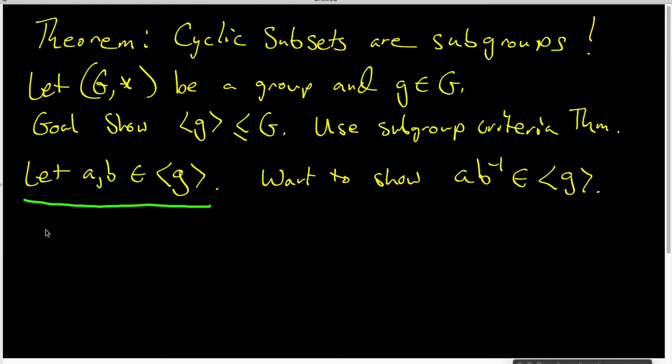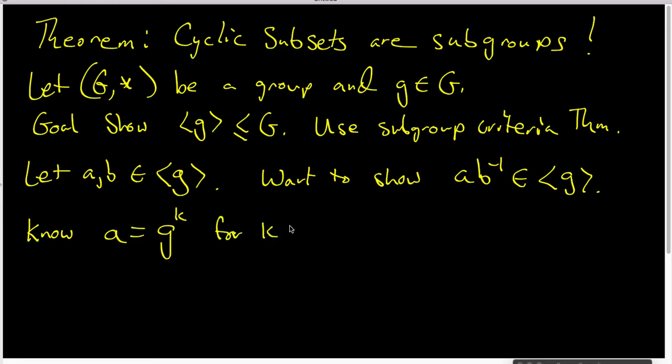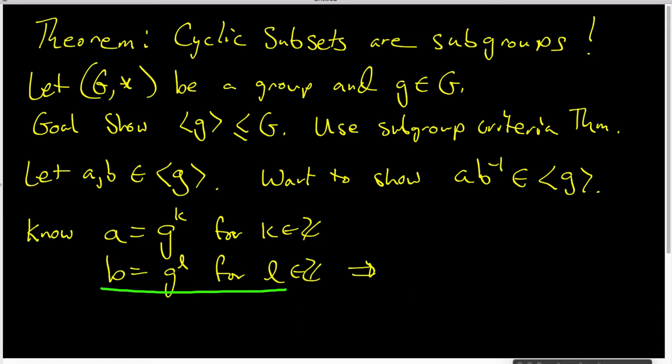If A and B are inside the subset generated by little g, then I know that A is equal to g to the k for some k inside the integers, and I know that B is equal to g to the l for some l inside the integers. And I know about exponent rules inside groups. This particular statement here, that B is equal to g to the l, is going to imply that B inverse is equal to g to the minus l.